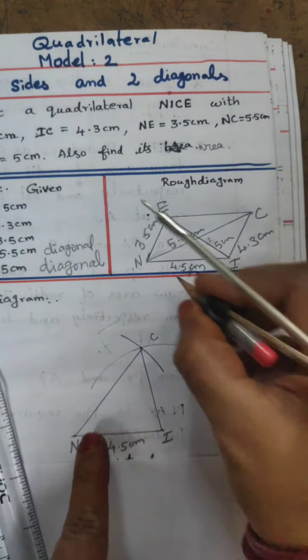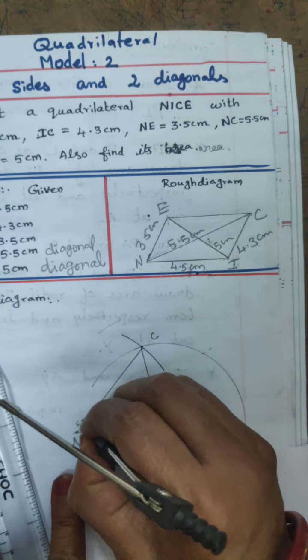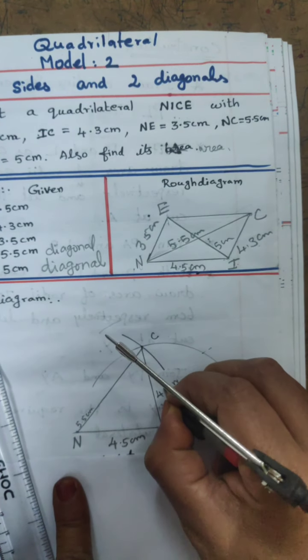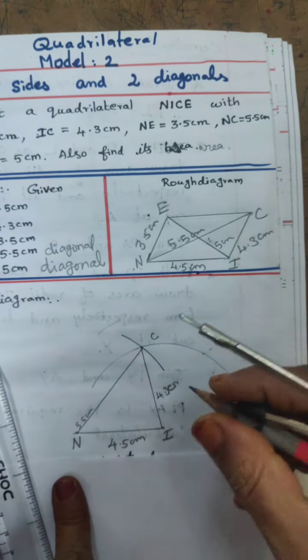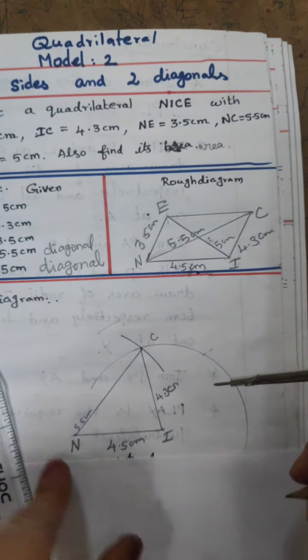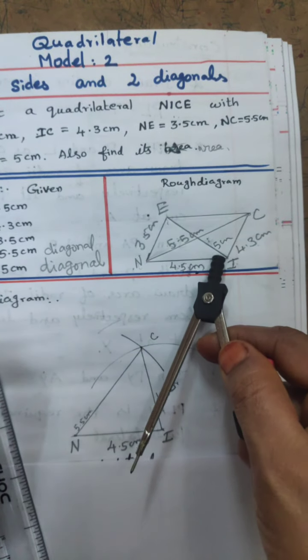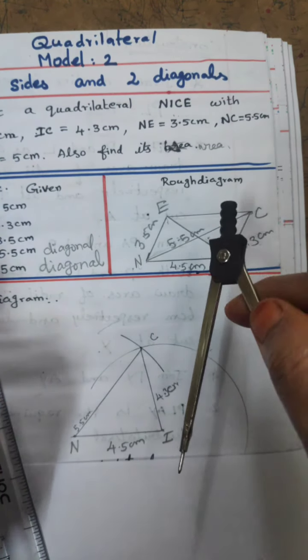After joining, you write the length. Here you write 5.5 centimeter. Here you write 4.3 centimeter. Right. After that, what work? Next triangle work. Here too, how many centimeters are they measuring? 5 centimeter. First do the rough diagram.